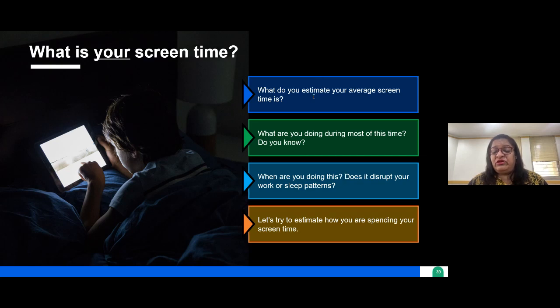Okay, so screen time is around 7 hours. Let's try to estimate how you're spending your screen time. So people, can you just share what you are on any of the prompts? Okay, 7 hours is pretty much. Any other person who would like to share what kind of screen time they are doing and what they do? Does it disrupt their work or sleep patterns?